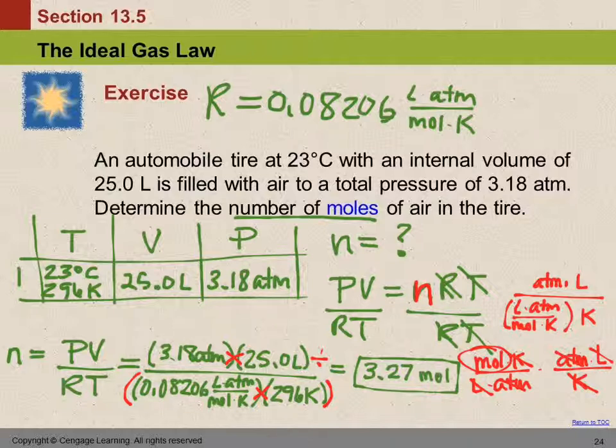Inquiring minds want to know how that works out, so that's how it works out. If you don't care how it works out, then ignore that part. If you're using liters, atmospheres, moles, and Kelvins, the numbers will work out, the units will work out, and you can just look at N and say, oh, that should have units of moles, slap moles on the end. Good enough. Any other questions? You guys are asking good questions today.